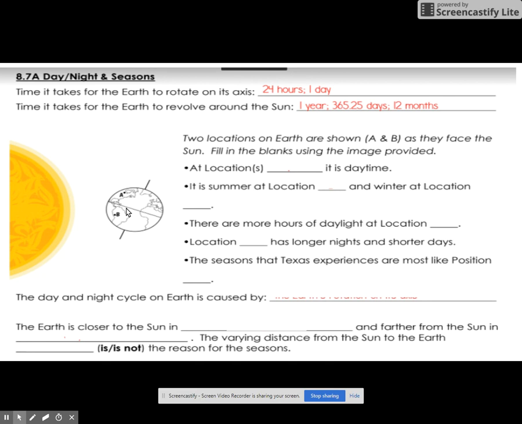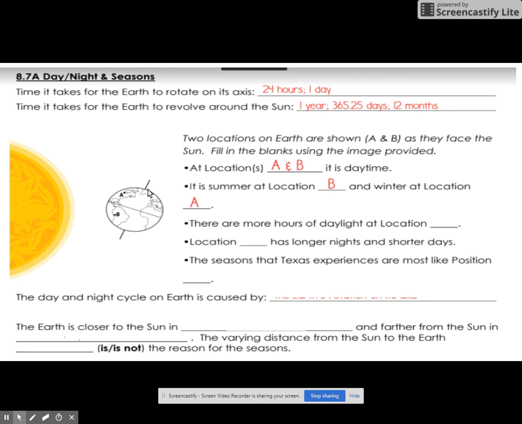So if we're looking here, we know that when we're facing the sun, it is day, and when we're not facing the sun, it is night. So both locations, A and B, are in daytime. It is summer at which location? So we know that if we're tilted towards the sun, then we are in summer. If we're tilted away from the sun, then we are in winter. So if we look, summer is in position B, and winter, which is facing away from the sun, is in position A.